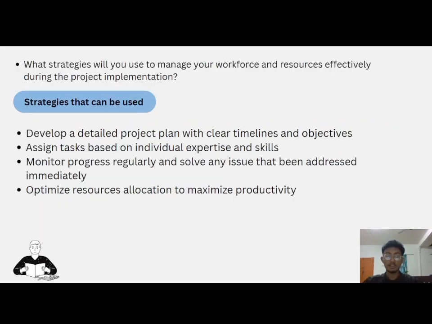And the second question is, what strategies will you use to manage your workforce and resources effectively during the project implementation? The strategy is we will develop a detailed project plan with clear timelines and objectives and assign tasks based on individual expertise and skills. The third one is to monitor progress regularly and address any issues immediately. And the last one is we are going to optimize resource allocation to maximize productivity.